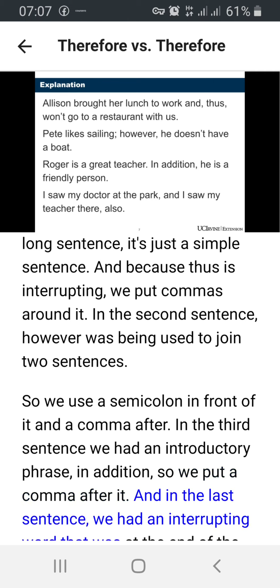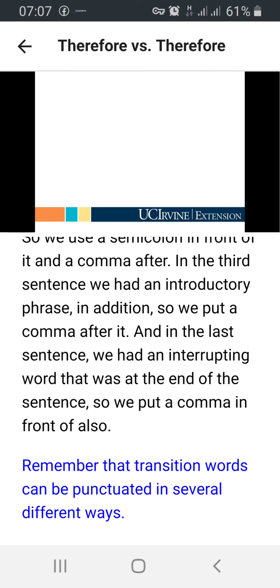And in the last sentence, we had an interrupting word that was at the end of the sentence, so we put a comma in front of also. Remember that transition words can be punctuated in several different ways.